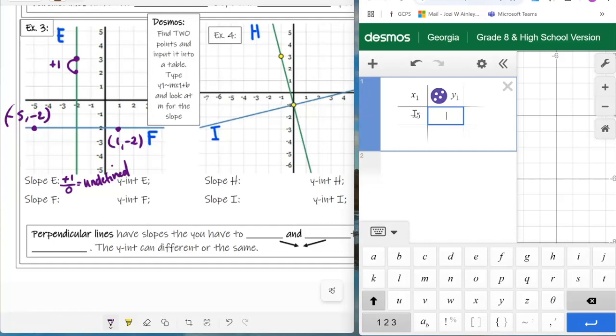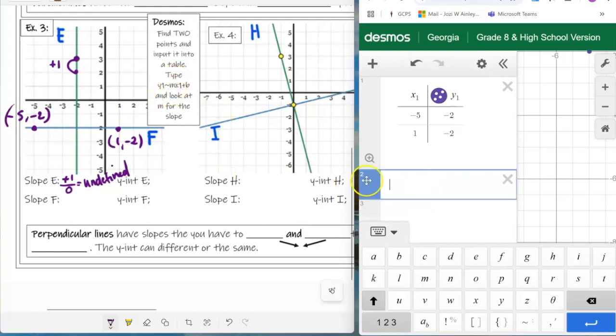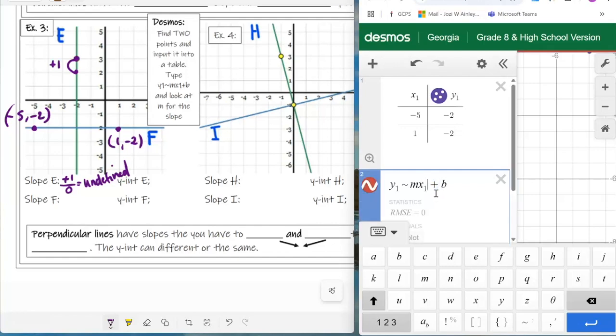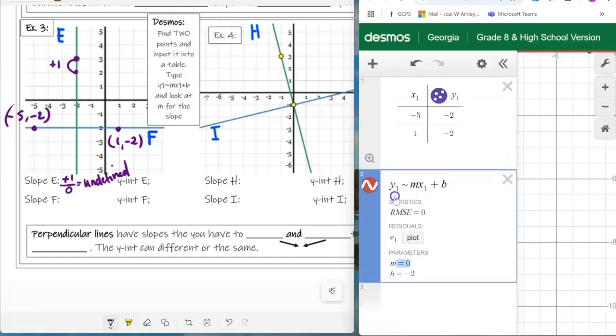So -5, -2. 1, -2, y squiggly line, right? So y1 squiggly line, mx1 plus b. Oh, I forgot the 1 right here. So just be careful what you're typing. And then m is your slope. What does it say? Slope m is 0.